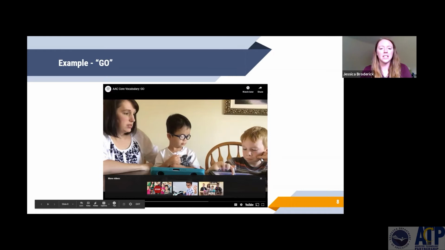So that's a really simple way, again, using some kind of book, or I don't know if they're looking at an app, I'm not sure what they're looking at there, but a way to just continually model whatever your target word is.